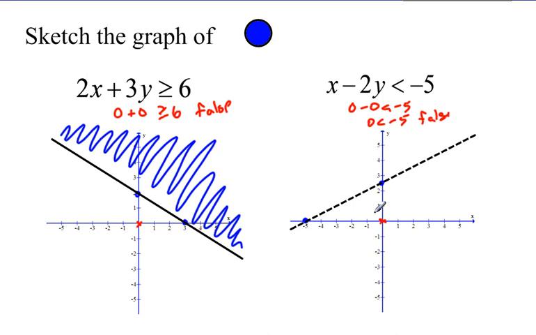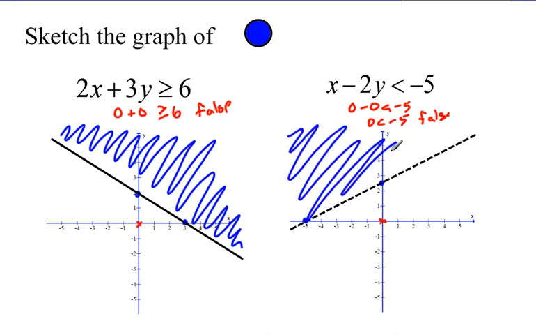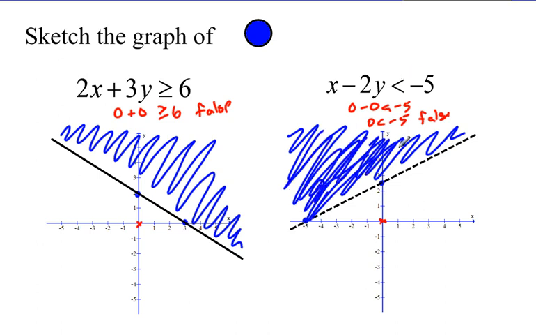So again, I'm not going to shade where 0, 0 is, but I'm going to shade up here above. Now I want you to notice that I'm shading above even though it's a less than, because it's not solved for y. I had to test the point. 0 is not less than -5. It's not in the shaded region.